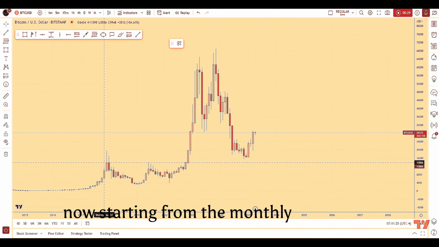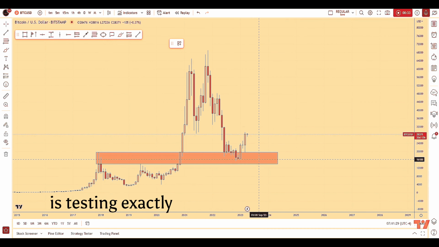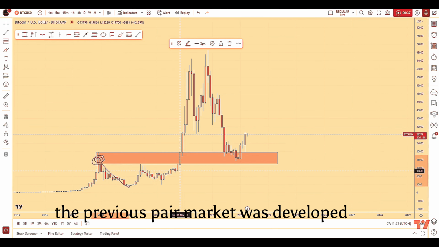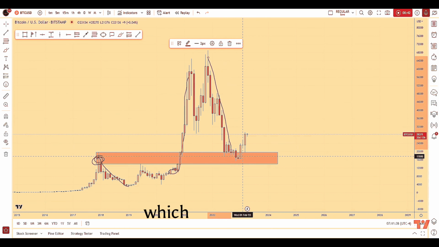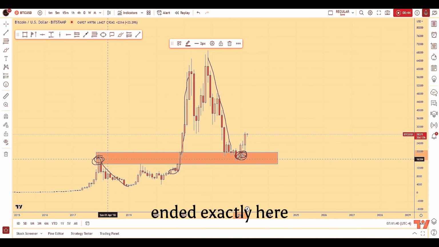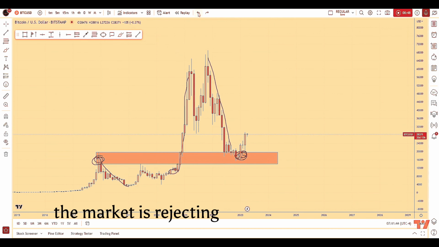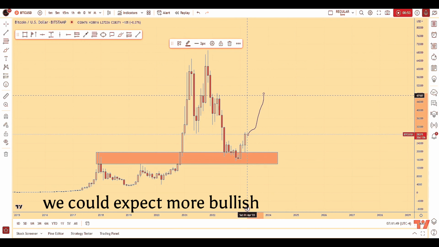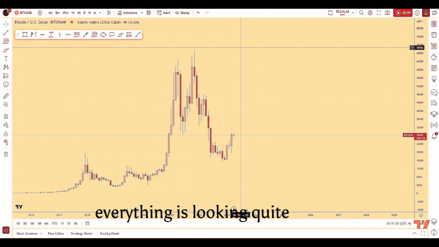Now, starting from the monthly time frame, what we can see is that we have a market which at the moment is testing exactly the previous cycle high. From here, the previous bear market was developed. Here we had the halving, the market entered into a bull market. Then we had the bear market, which in my opinion ended exactly here with the test of the previous cycle high. And at the moment, the market is rejecting the level to the upside. Now, in a situation like this, we could expect more bullish price action to be created away from this zone. So on the monthly, everything is looking quite bullish.